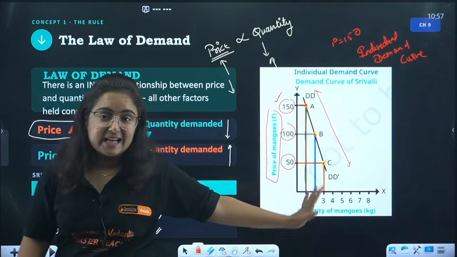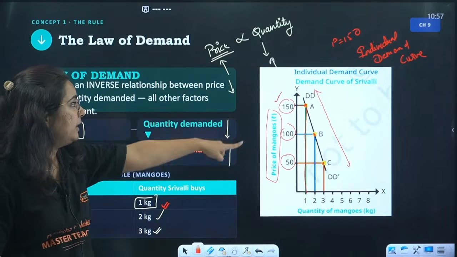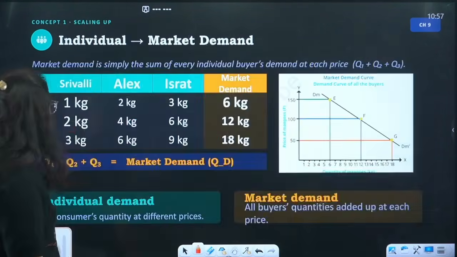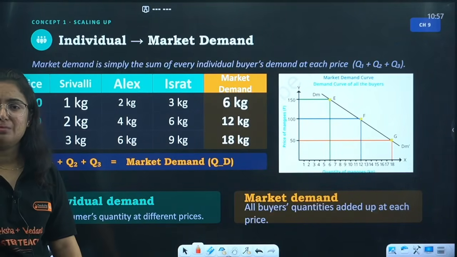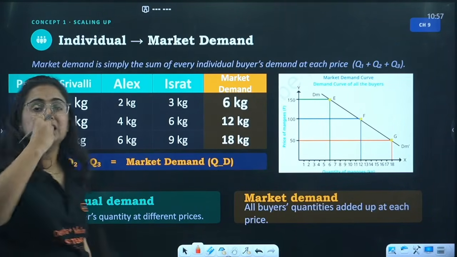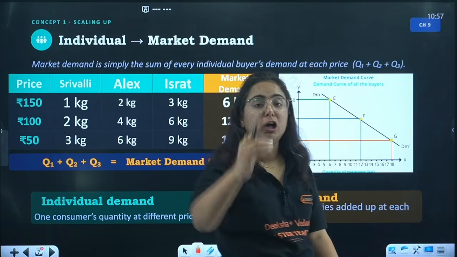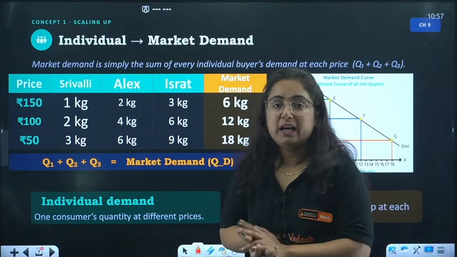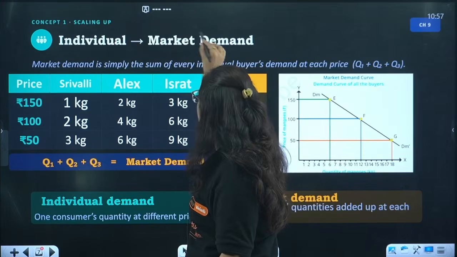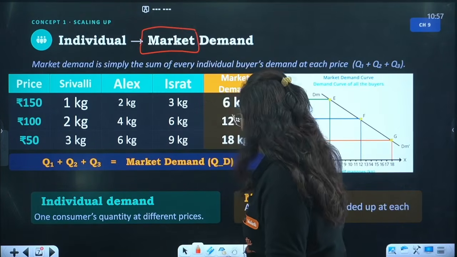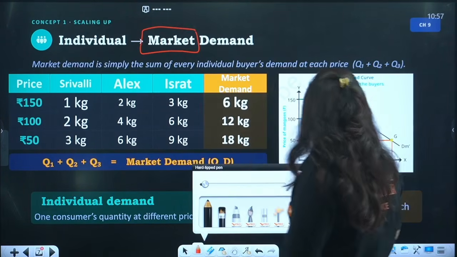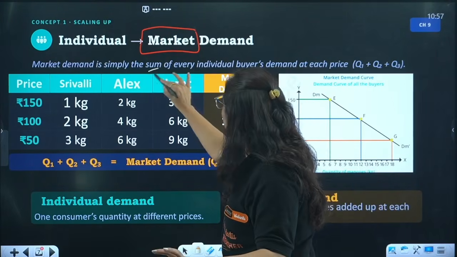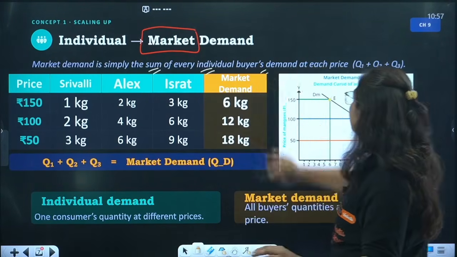Analyze here the individual curve. How does it look? Because what happens, beta? It is not about one person buying mangoes. It is about all the people buying mangoes. It is not only about mangoes, but about all the products that are in the market. From this individual demand, now let's talk about what is market demand. Basically, market demand is simply a term that is the sum of every individual buyer's demand.